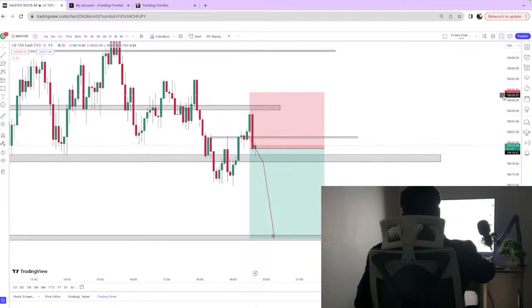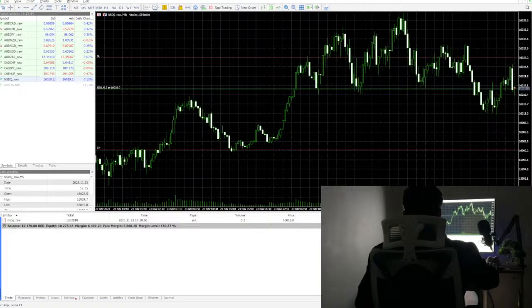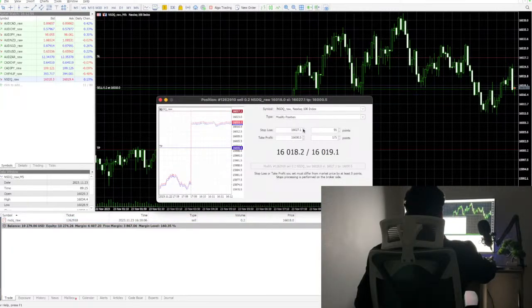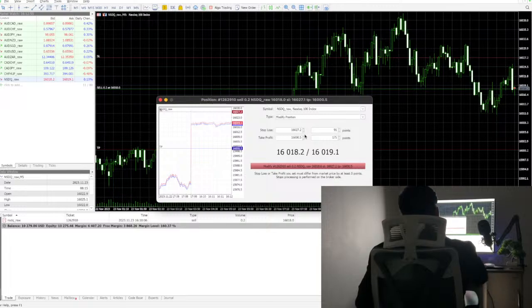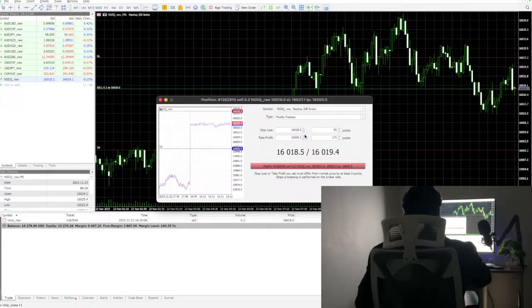It's 16029 here, so I can change the stop loss a little bit higher. Let me see. Yeah, I can make it 16028 or 9. Let's make it 16028.5. Okay.